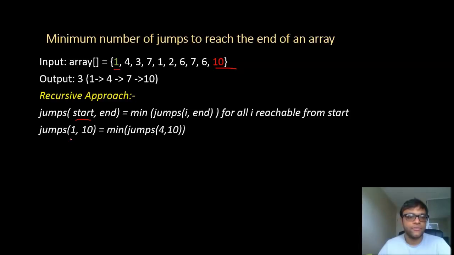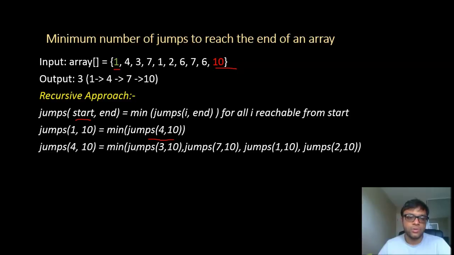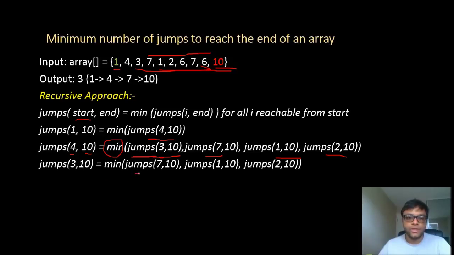So if we start from 1, we want to go to 10, and from 1 we have only one option, that is 4. So we want to figure out the number of jumps we need for 4 to 10. To calculate from 4 to 10, we compute jumps from 3 to 10, 7 to 10, 1 to 10, and 2 to 10, and take the minimum of that. Further, to compute 3 to 10, we do the same thing. We compute jumps from 7 to 10, 1 to 10, and 2 to 10.